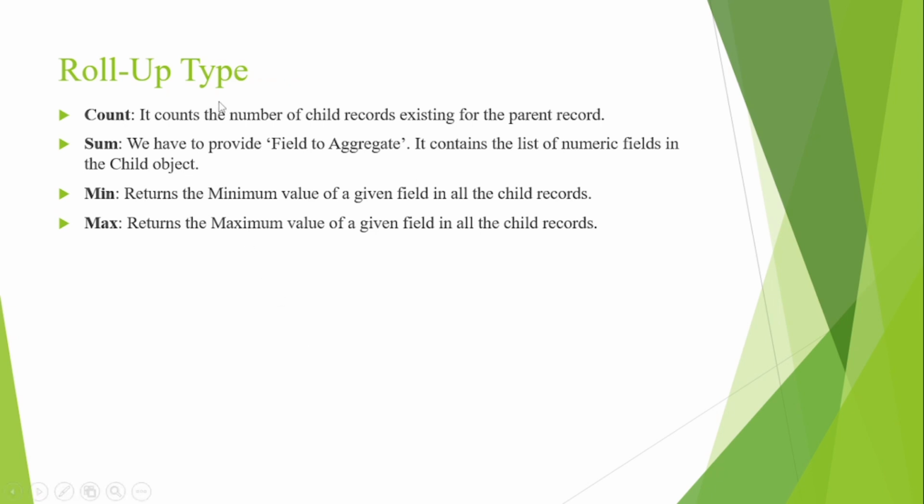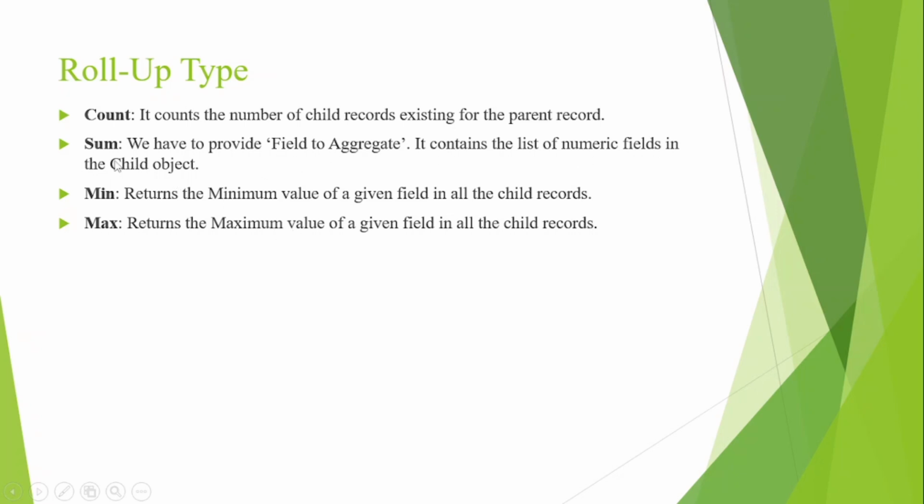Roll-up types. Count: it counts the number of child records existing for the parent record. So on the parent, how many child records are there? If we need to know the count, then we go with count. Sum: we have to provide a field to aggregate. It contains the list of numeric fields in the child object, so it is going to work on numeric fields.